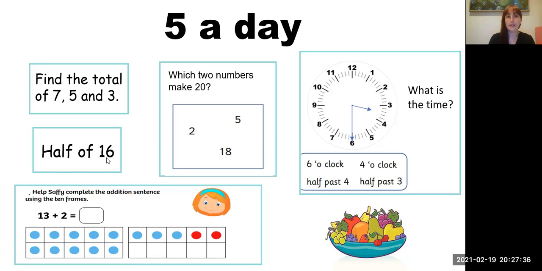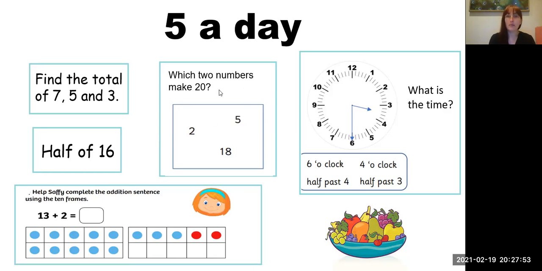Next one, half of 16. We could draw some halving circles, couldn't we? So we could draw two groups, share out 16. What's the answer? Half of 16 is 8. Well done. Some of you might just know that as a number fact. That's fine.